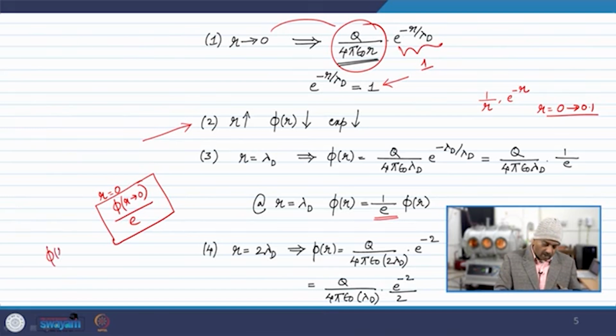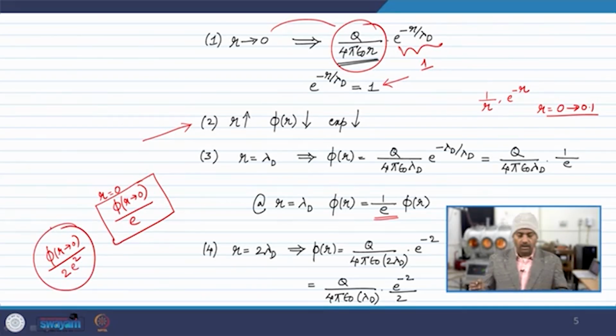So, this is phi at r tends to 0. The potential at 2 lambda d becomes this divided by e to the power of 2, right. What am I trying to prove here? I am trying to emphasize that when you are moving away from the positive charge, up to a particular distance the potential is falling with a 1 by r dependence, and after that the potential is falling at a very, very fast rate, which is exponential in nature.